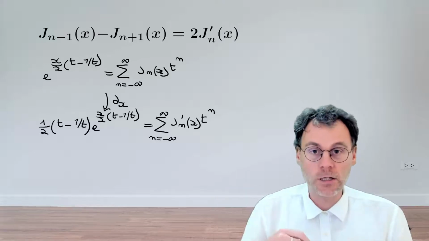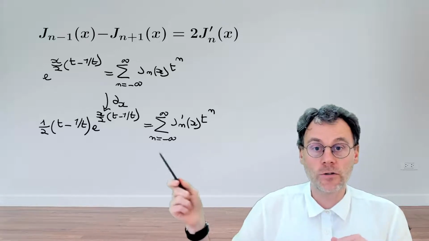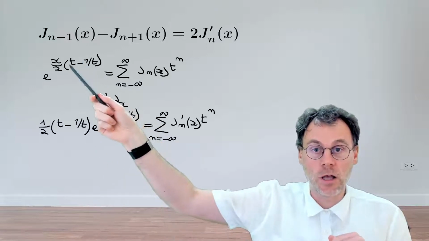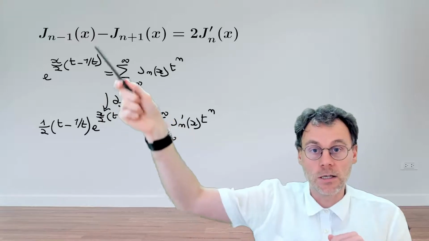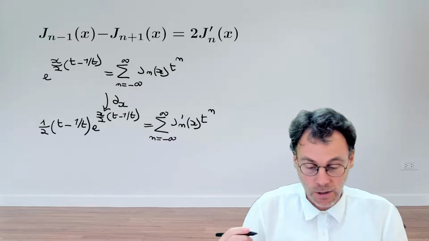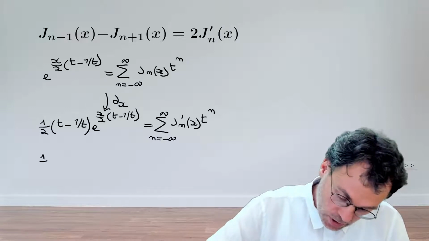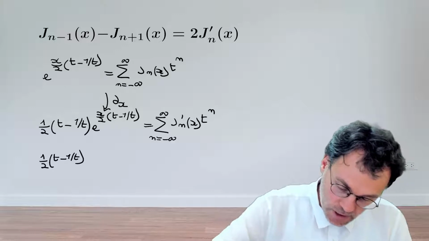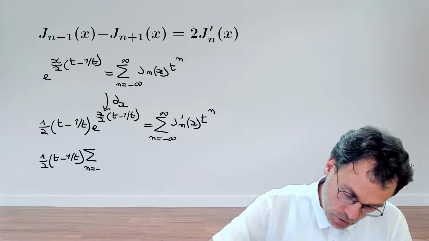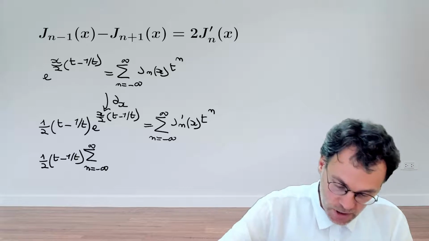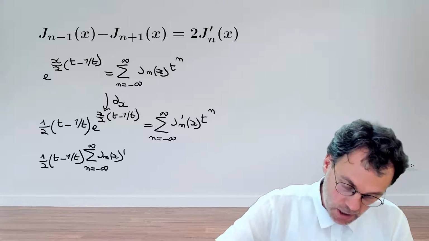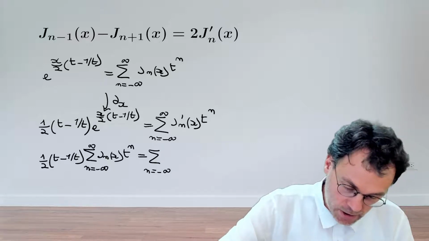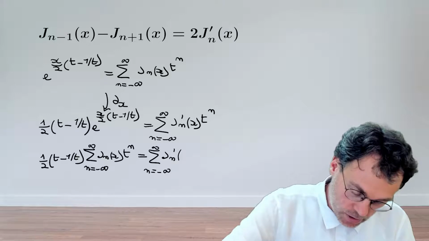Next thing we're going to do is resubstitute the definition of the generating function in this exponential over here, because we know that this exponential, by virtue of this expression over here, is equal to this sum involving the Bessel functions. So let's do that substitution. 1 over 2, t minus 1 over t, and then we have a summation n going from minus infinity to plus infinity J_n(x) t to the power of n again, and then we copy and paste the right-hand side to bring us here.